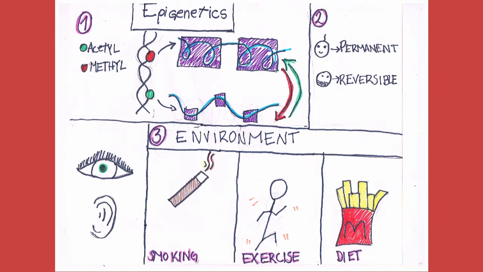The gene expression can be turned on or off depending on the environment, for example, your diet. Usually the epigenetic tags put before our birth are permanent. The epigenetic tags put after our birth are usually reversible.